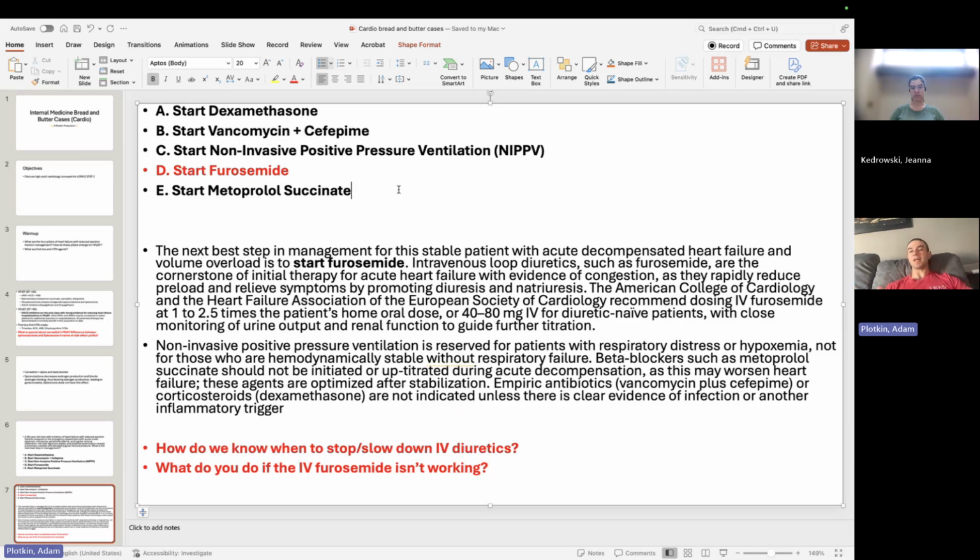In an exacerbation, we need to start a strong loop diuretic, all right? We don't use steroids. They're not infected. NIPPV, do you know when we use that?